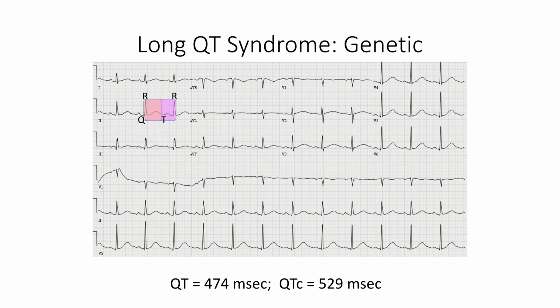QT duration can be affected by heart rate. Therefore, we often calculate a corrected QT interval that takes heart rate into account. The formula for this is the corrected QT interval is the QT value divided by the square root of the R to R interval. There's no need to worry about this in real life because this is usually calculated at the top of the ECG by the computer, although sometimes you have to do it by hand if you don't believe what the computer is calculating.